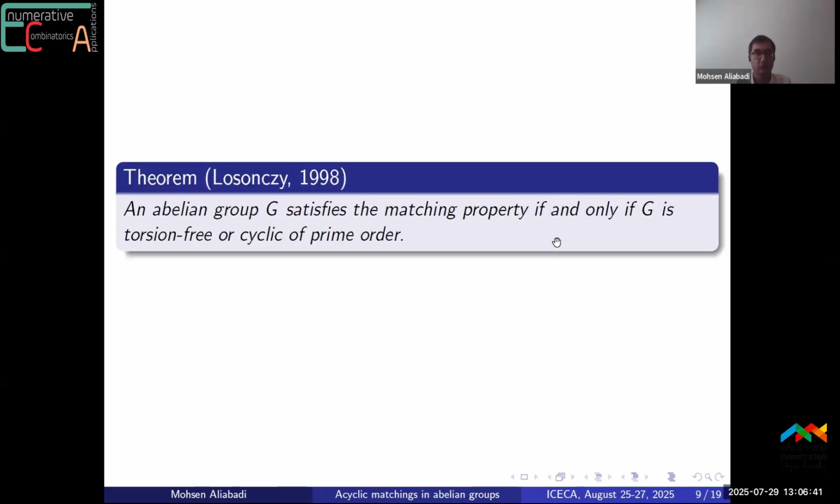And using these two tools, Losonczy in 1996 characterized all abelian groups with respect to the matching property as follows. An abelian group G satisfies the matching property if and only if G is torsion-free or cyclic of prime order.